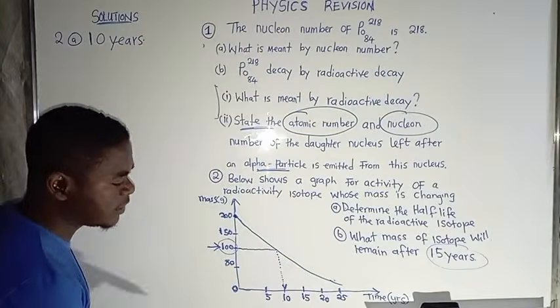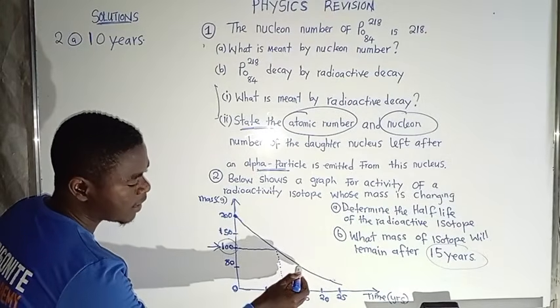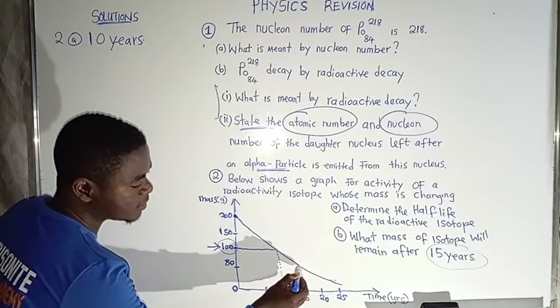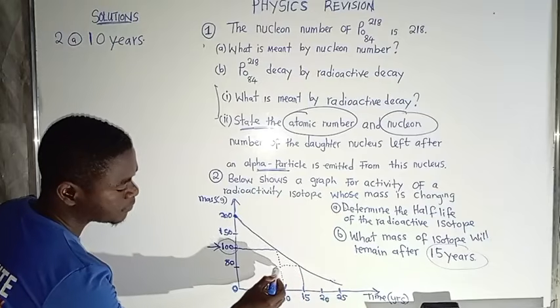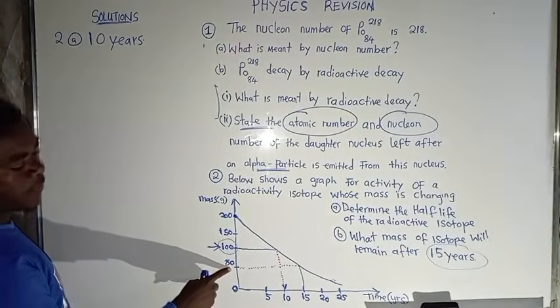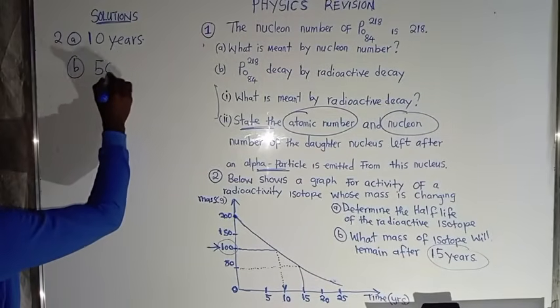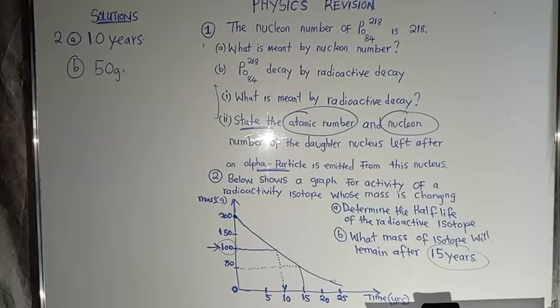You go where 15 years is. 15 years is here. I do this. Then once I hit this curve, then I go that way. What is there? 50 grams. So B, I'll just say 50 what? 50 grams. I'm done. According to my graph, I'm done. According to your graph, what are you getting? Me, I've gotten 50 grams. It is going at exactly 50 grams.